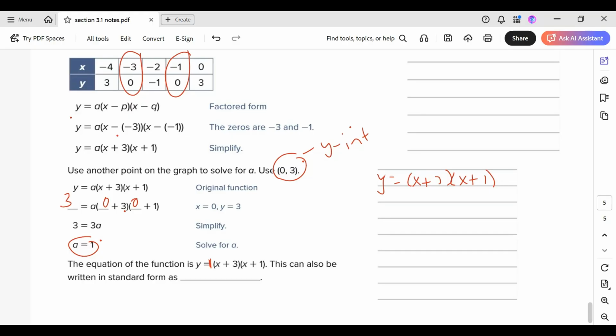Now, if they wanted standard form, remember we have (x plus 3)(x plus 1). We are distributing out, FOILing out, multiplying, box method, whatever you want to do. So you become x squared plus 4x plus 3. That is our standard form. y equals x squared plus 4x plus 3.